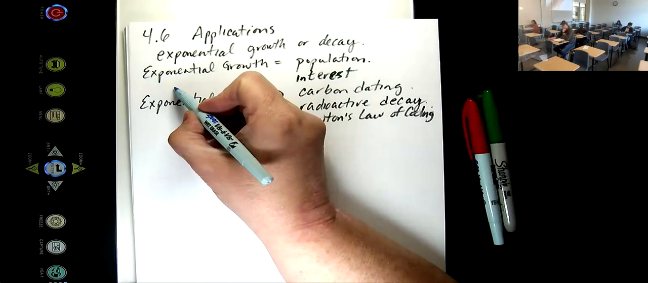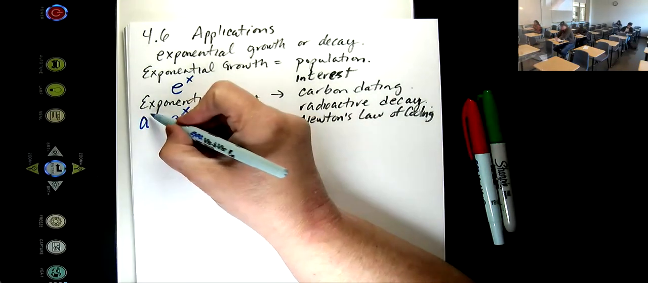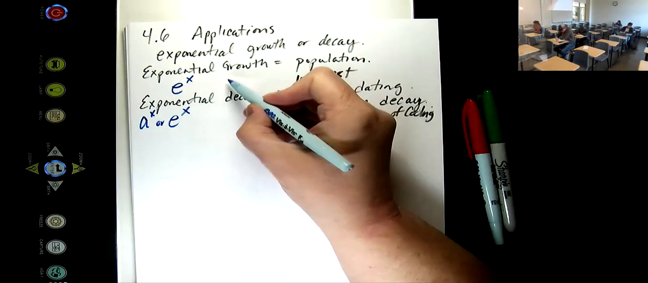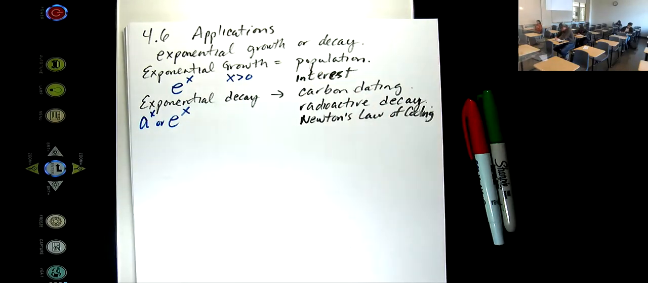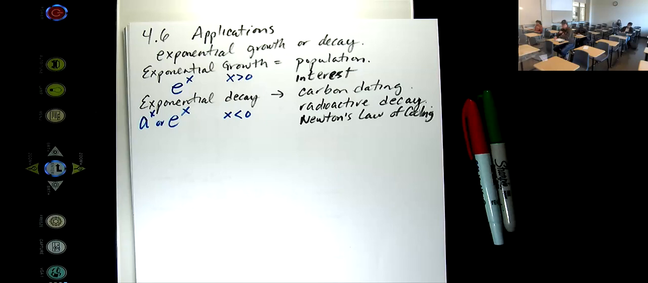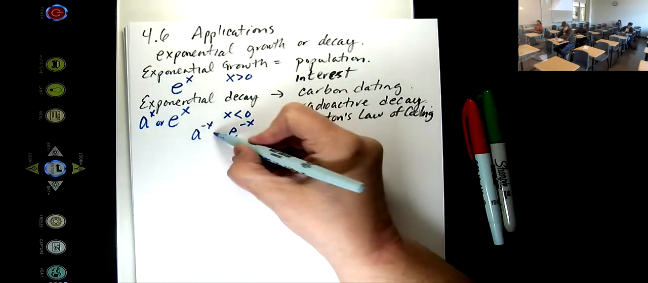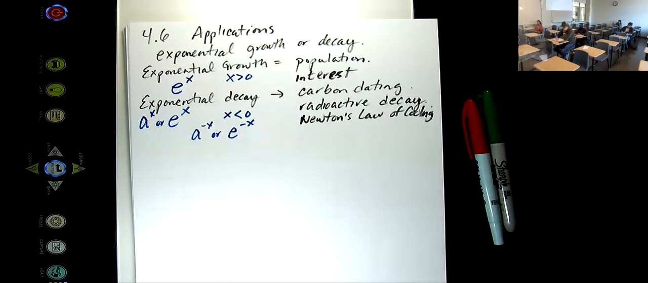If we're looking at e to the x, or a to the x, as long as x is greater than 0, we have exponential growth. As long as x is less than 0, we have exponential decay. So this would be given to you as e to the negative x. They wouldn't just say use negative numbers for x. You would have it in the form a to the negative x or e to the negative x.